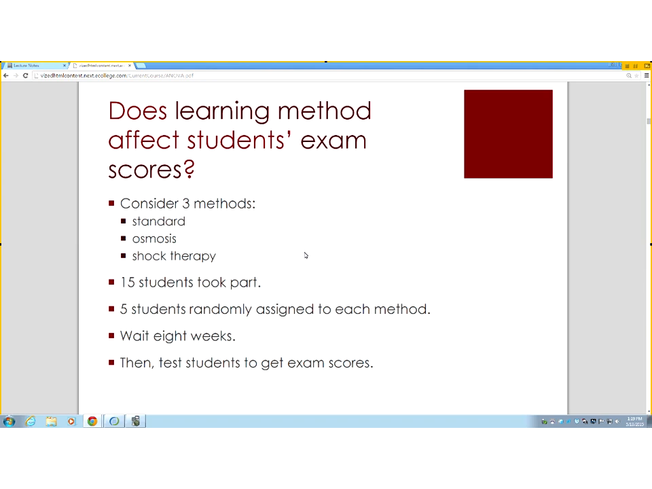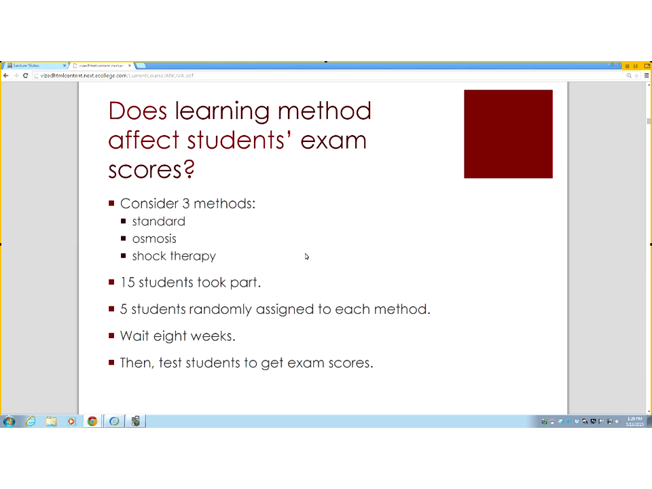All right, so consider 3 methods of learning. The standard, which is sitting in the classroom and listening and writing down what is being lectured over. That's the first method. Then we have osmosis, and then shock therapy. Okay, I don't think it's legal to do shock therapy anymore, right? So this is just made up data.